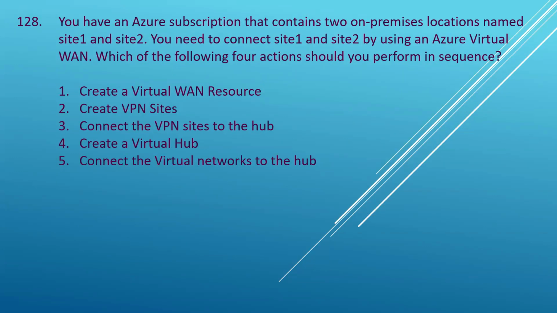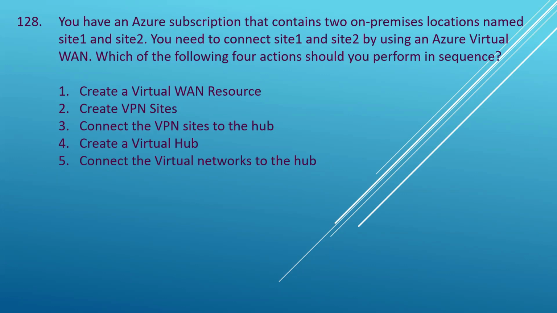Question number 128 of the series. You have an Azure subscription that contains 2 on-premise locations named Site 1 and Site 2. You need to connect Site 1 and Site 2 by using an Azure virtual WAN. Which of the following 4 actions should you perform in sequence?